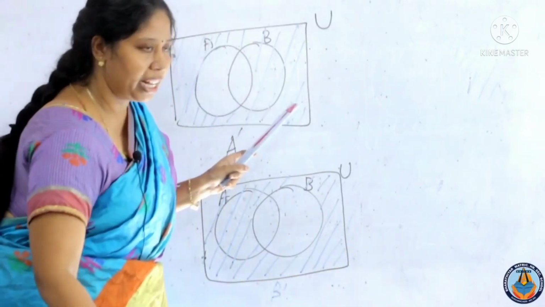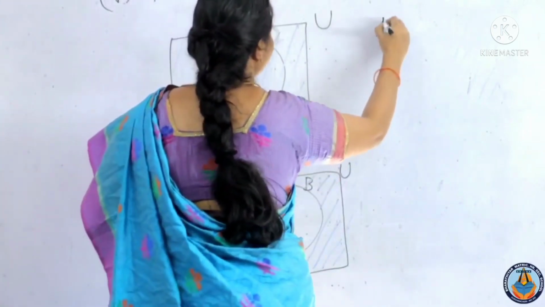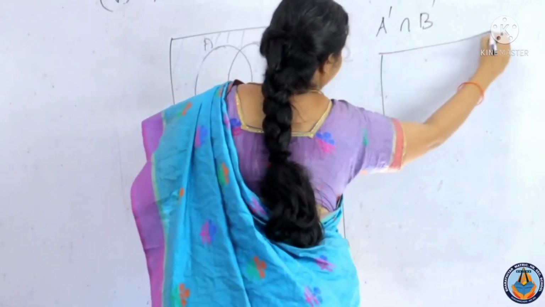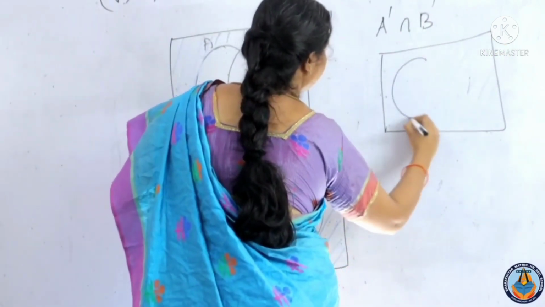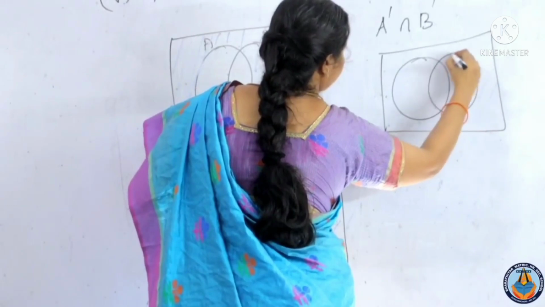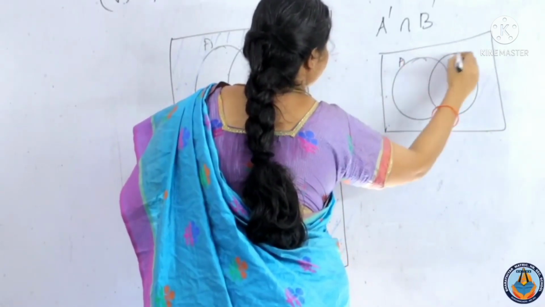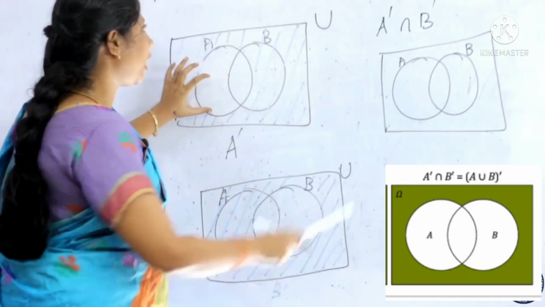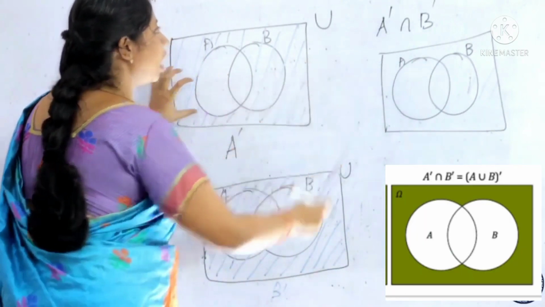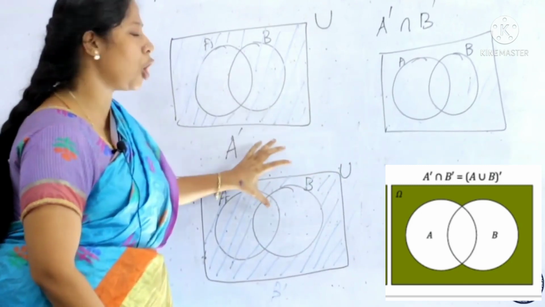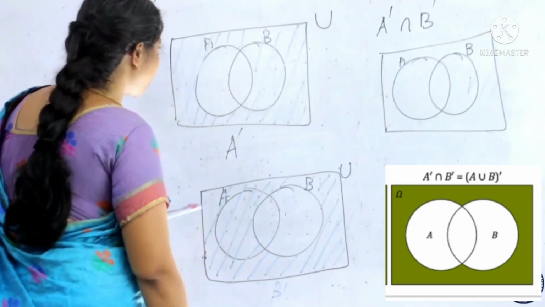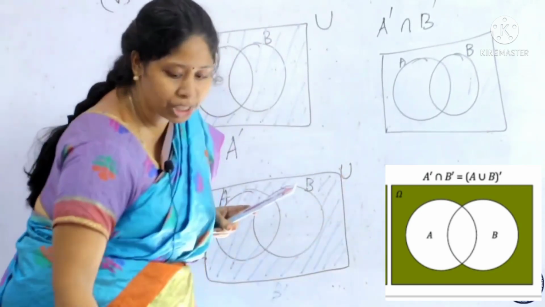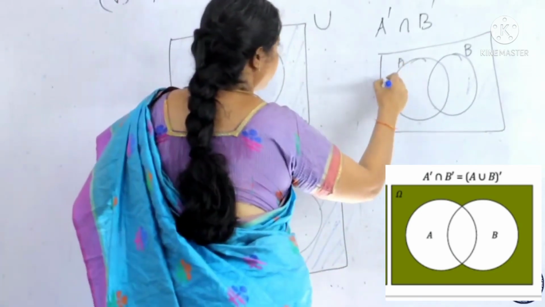Third one, A dash intersection B dash. For A dash intersection B dash, you have to draw the common part. What is the common part here? This is the outer part. So you have to shade the outer region.